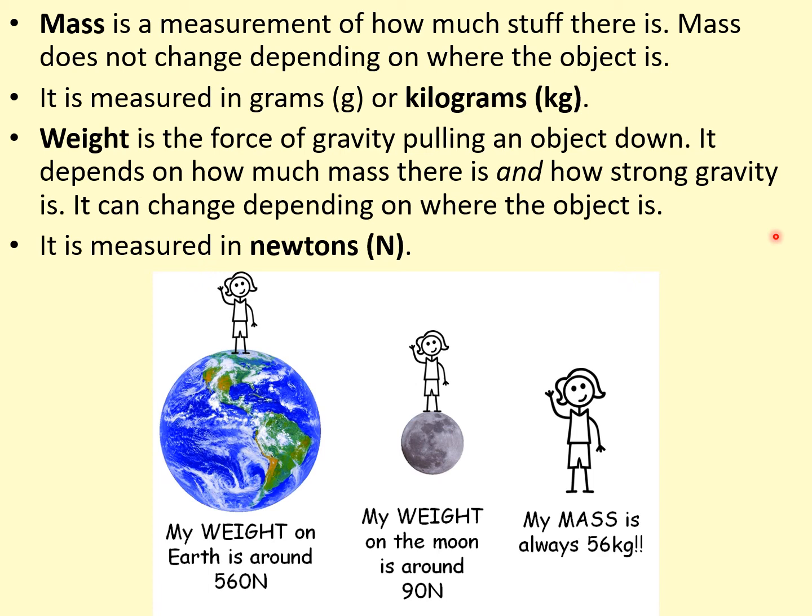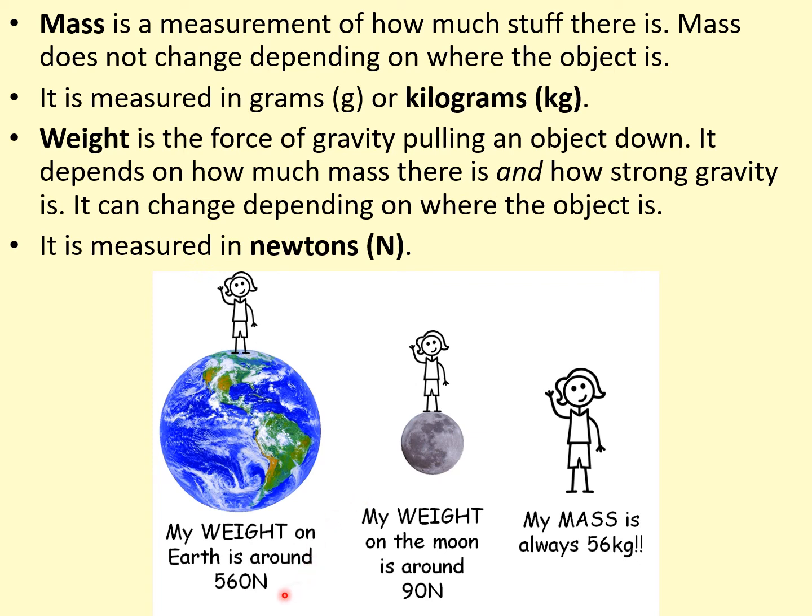So if you take something to Jupiter where gravity is a lot stronger, it's going to have more weight, but its mass won't change because you haven't added anything or taken anything away. So weight, because it's a force, is measured in newtons. And here's a little diagram explaining that.